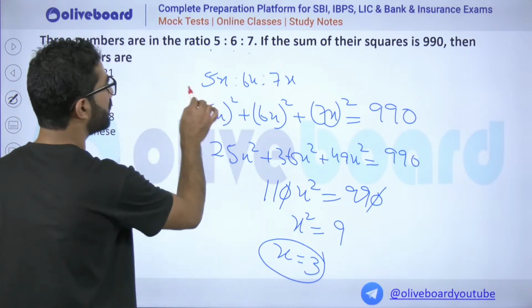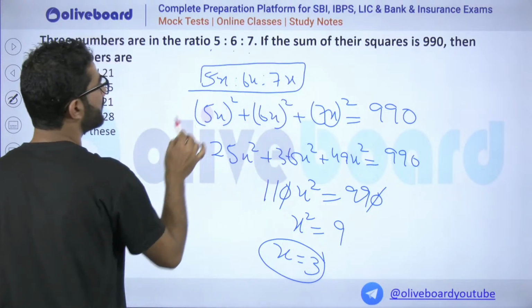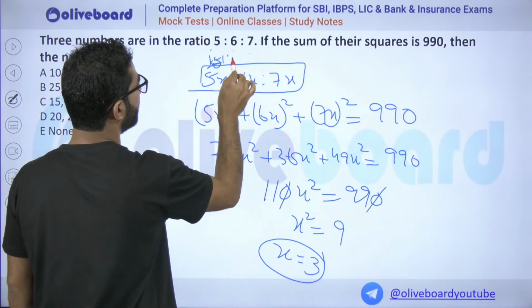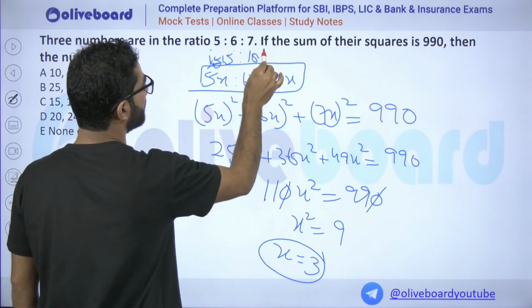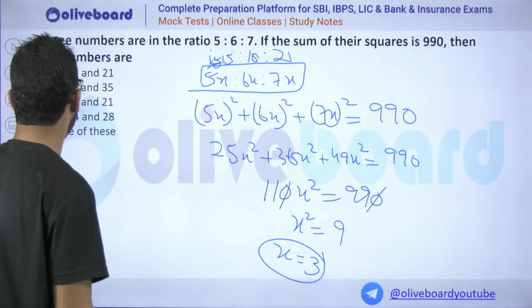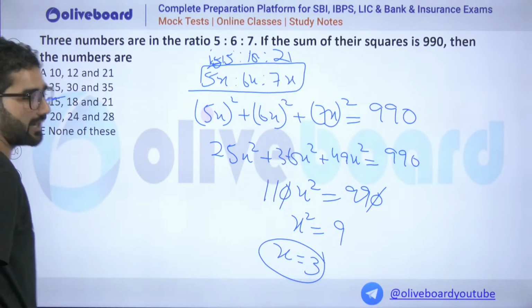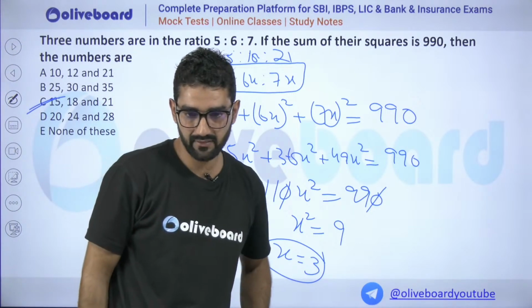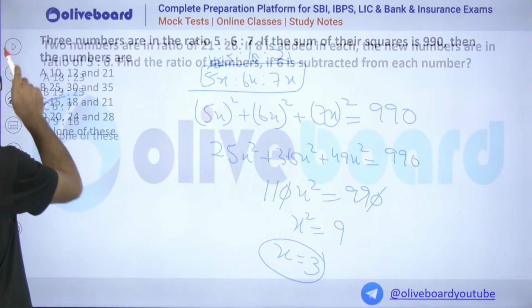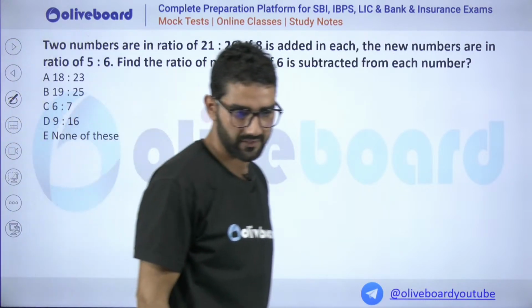If x is 3, what could be the possible value for the numbers? So it will be 15, then 18, then 21. So that is option number C, 15, 18, 21. Bharat says 15, 18, 21 is correct. Okay, move to the next one.